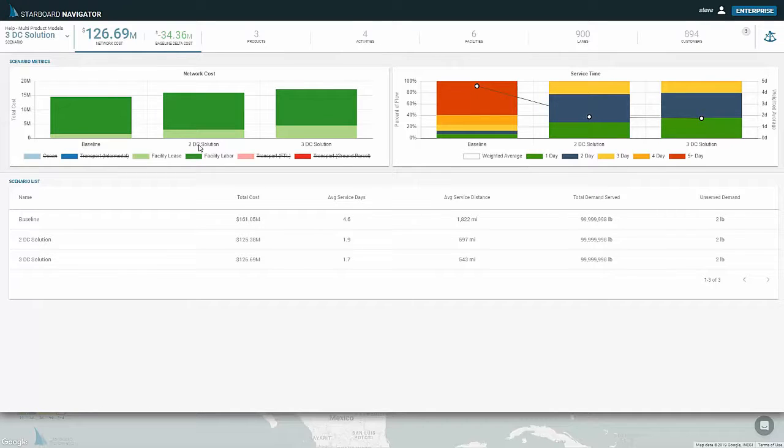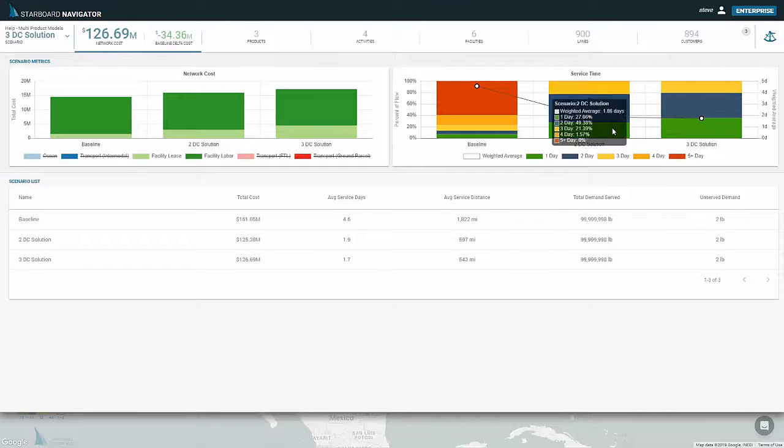As I add 1, 2, 3 DC solutions, you can see the facility lease go up fairly significantly because I'm tripling the number of facilities. My facility labor varies just a little bit as I go along because I'm changing what markets my labor comes from. On the right is the other key metric, and that's service time.